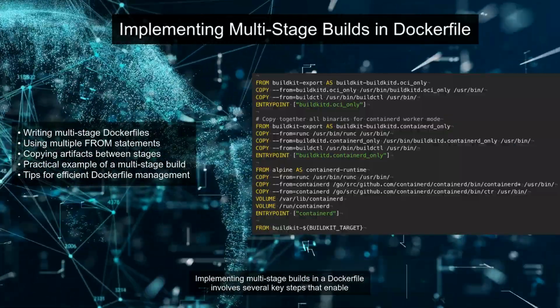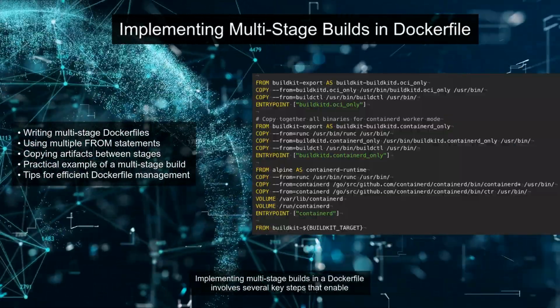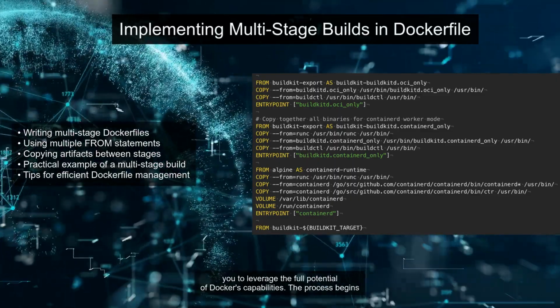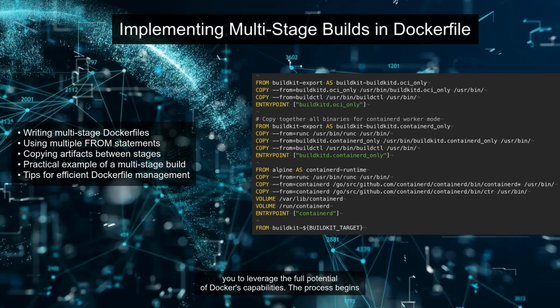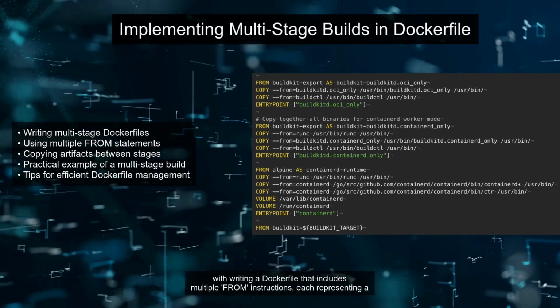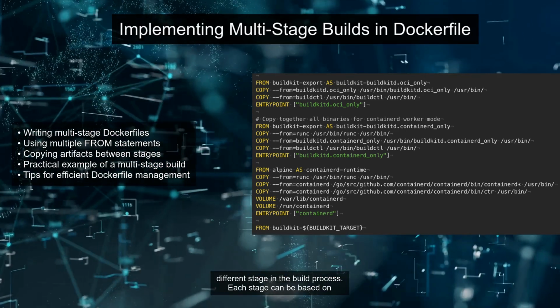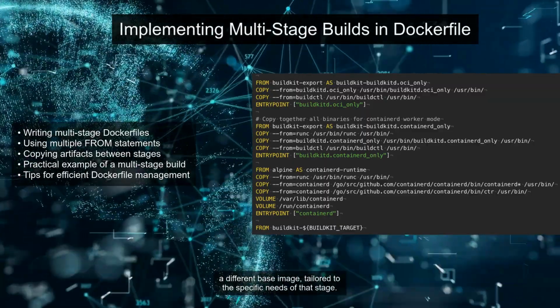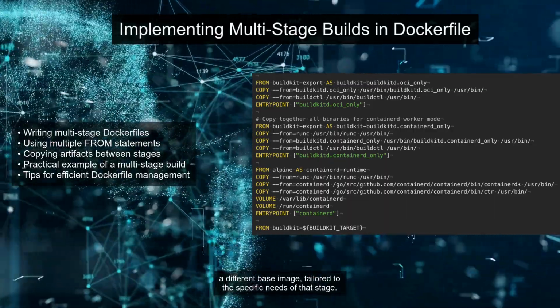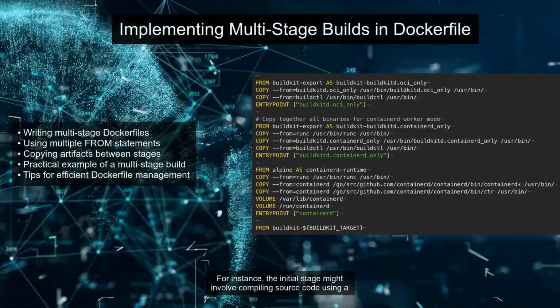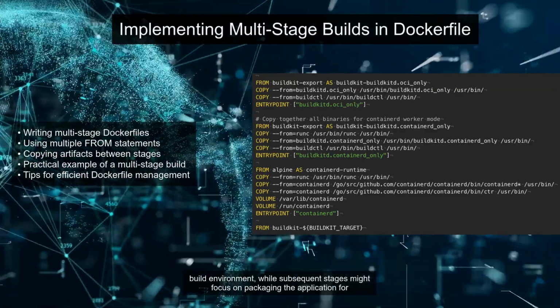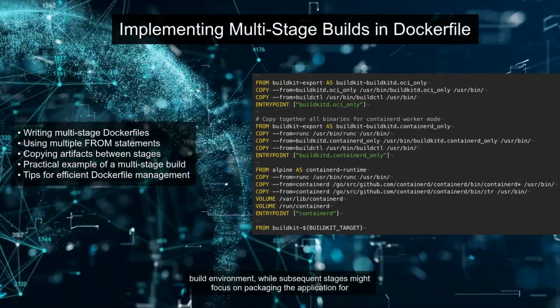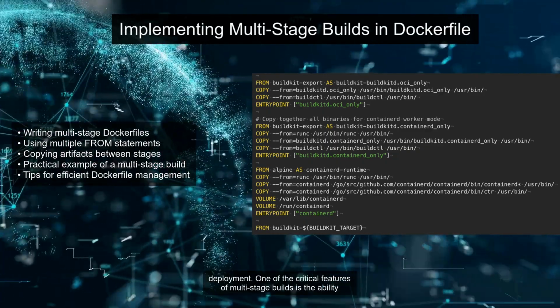Implementing multi-stage builds in a Dockerfile involves several key steps that enable you to leverage the full potential of Docker's capabilities. The process begins with writing a Dockerfile that includes multiple FROM instructions, each representing a different stage in the build process. Each stage can be based on a different base image, tailored to the specific needs of that stage. For instance, the initial stage might involve compiling source code using a build environment, while subsequent stages might focus on packaging the application for deployment.